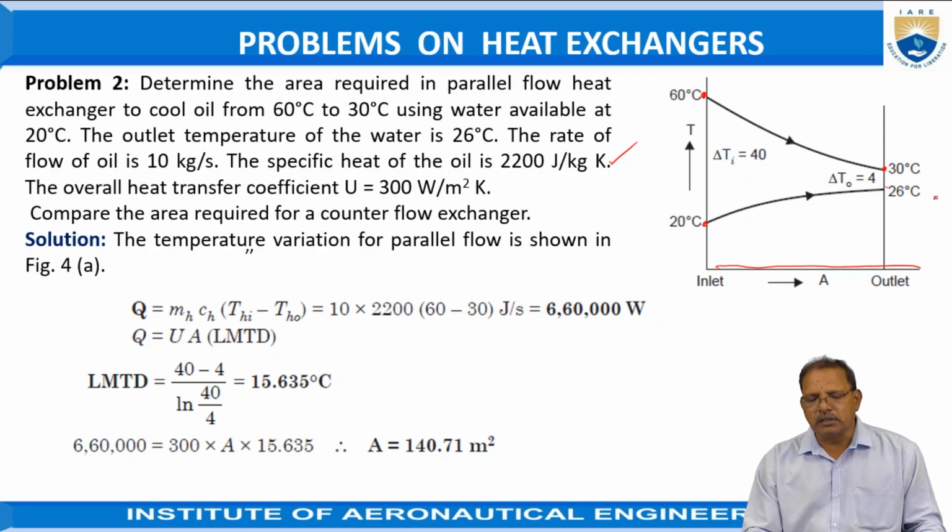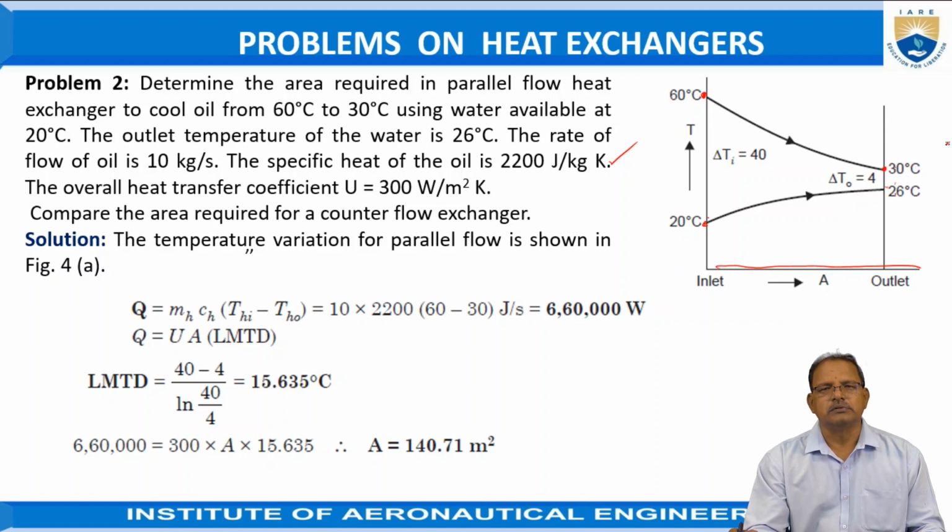That is, the maximum temperature difference is at the inlet. The temperature difference is 60 minus 20 at the inlet, and 30 minus 26, that is 4 degrees centigrade, at the outlet.